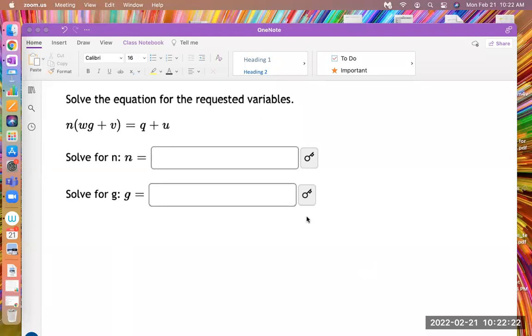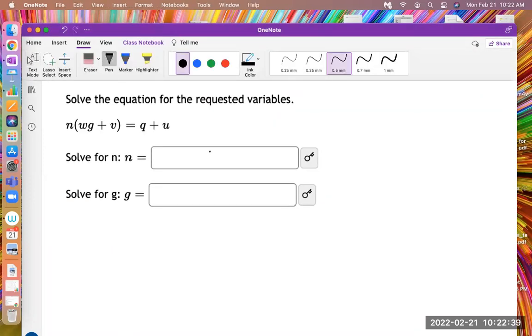All right, let's see a problem. It says solve the equation for the requested variable. N, they want us to solve for N. So we have this, so where is the N? So there's the N, and I'm just going to treat all these like they were numbers. I'm just not focused on those other letters.